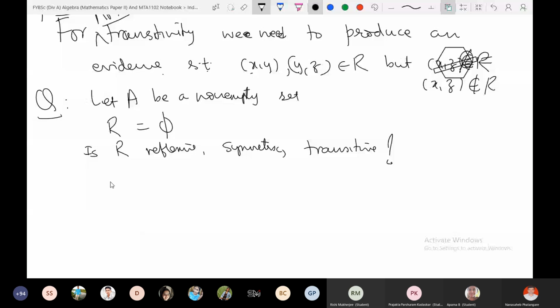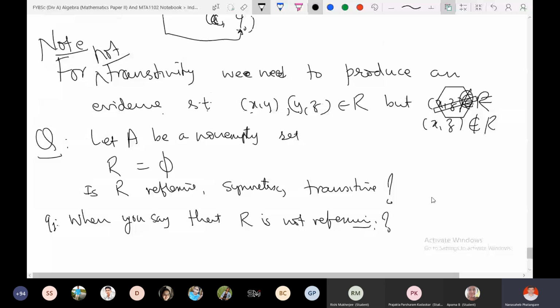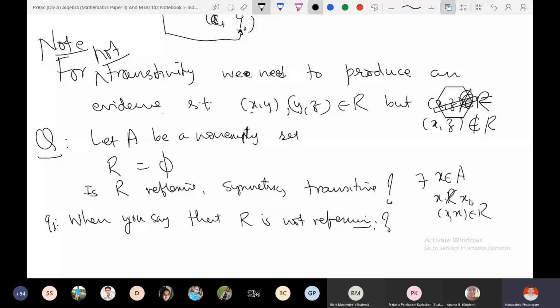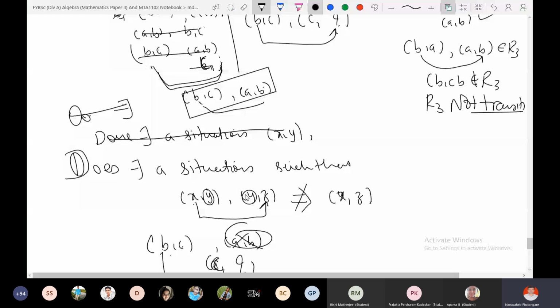When I ask sub-questions: Q1. When you say that R is not reflexive, if I can produce evidence that there exists X in set A such that X is not related to X, or the pair X comma X is not in R, then I can say it. One pair is sufficient.